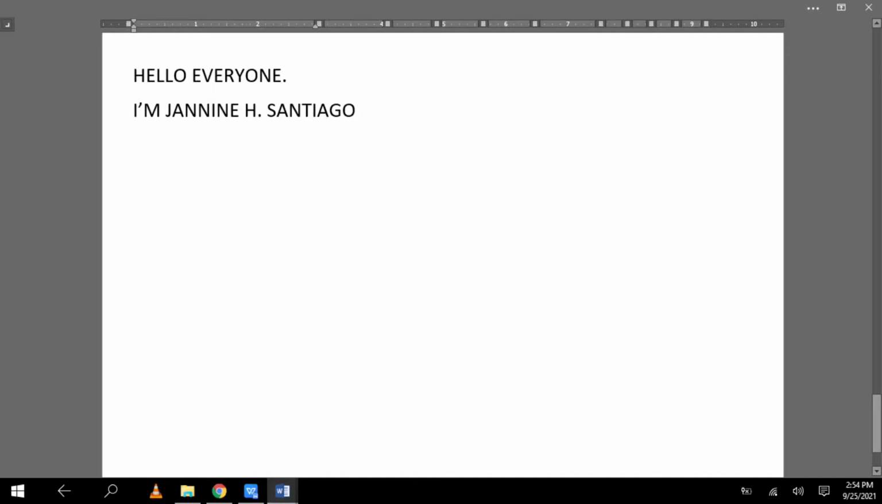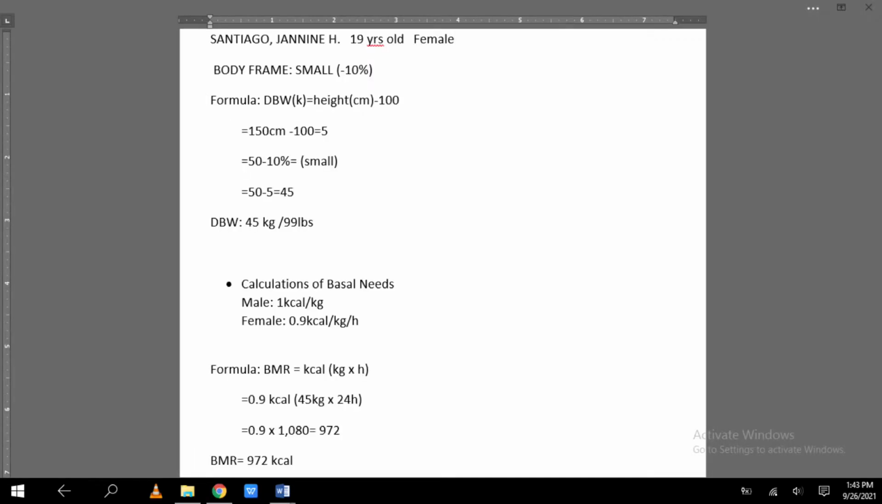Santiago. Today I will discuss my activity in Nutrition and Diet Therapy Laboratory. So my body frame is small, which is equivalent to 10%. The formula in getting the desirable body weight is equal to height in centimeters minus 100. My height is 150 centimeters, less 100 is equal to 50. Now, get the 10% of the 50, which is 5, so 45. My desirable body weight is 45 kilograms or 99 pounds.